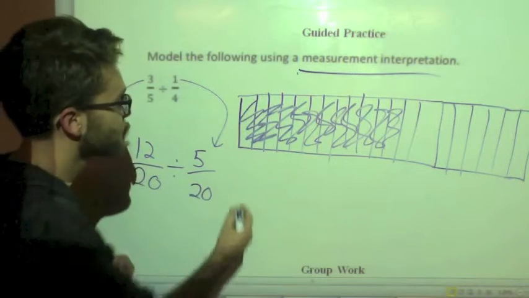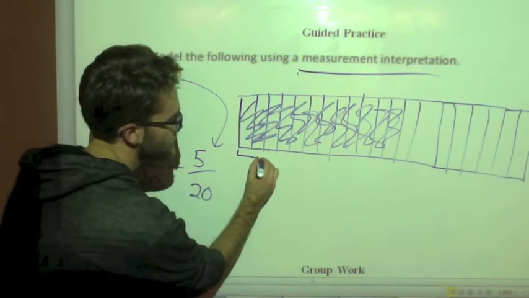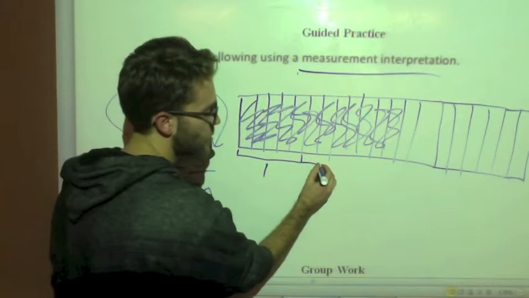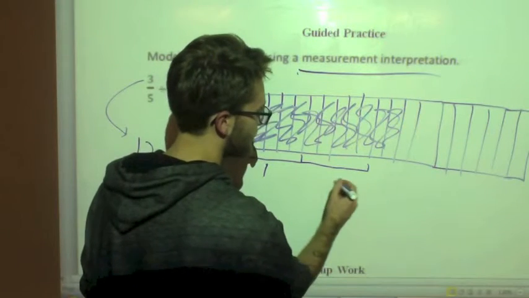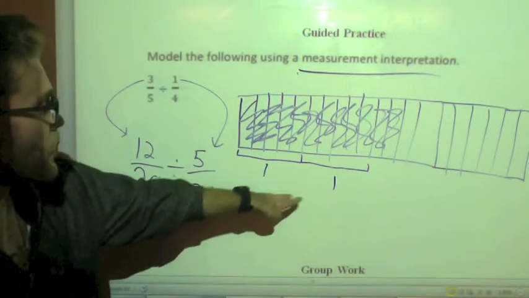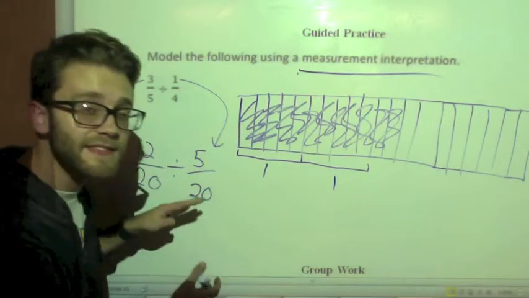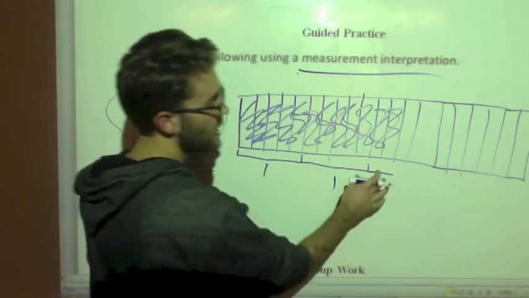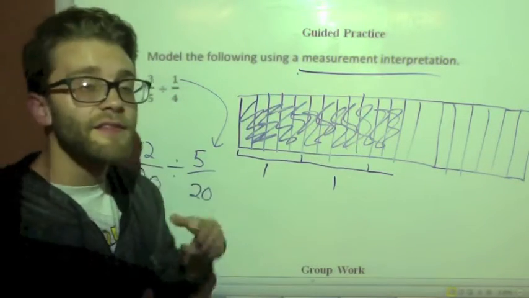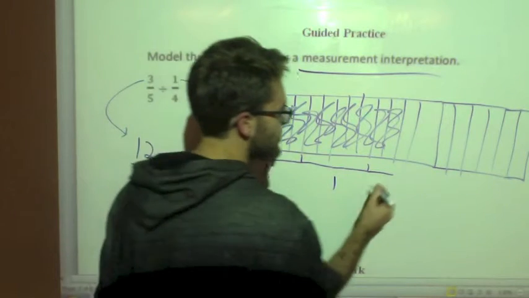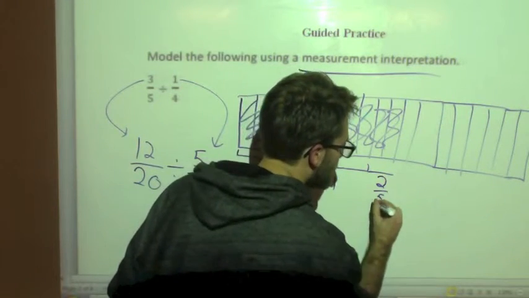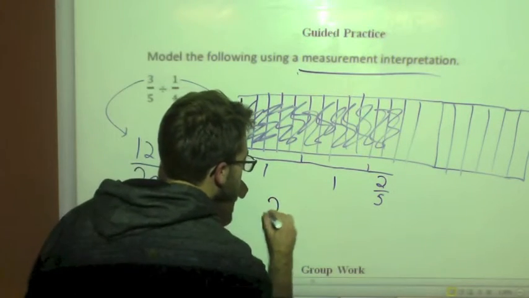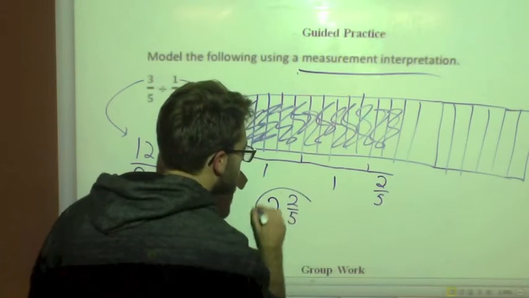So let's count it out. We've got to count out our 5. So this is 1, 2, 3, 4, 5. That's 1. Count another one. 1, 2, 3, 4, 5. That's another one. So far we have 2 5/20ths in 12 over 20. And we count 1, 2. Oh, we only have 2 fifths of another one. So we've got 2 and 2 fifths, and that is how many will fit into this. So our answer to this is 2 and 2 fifths.